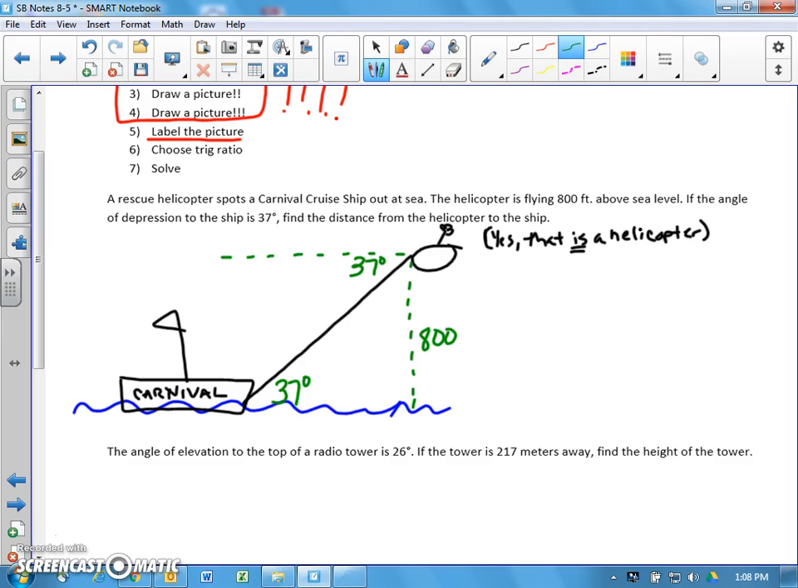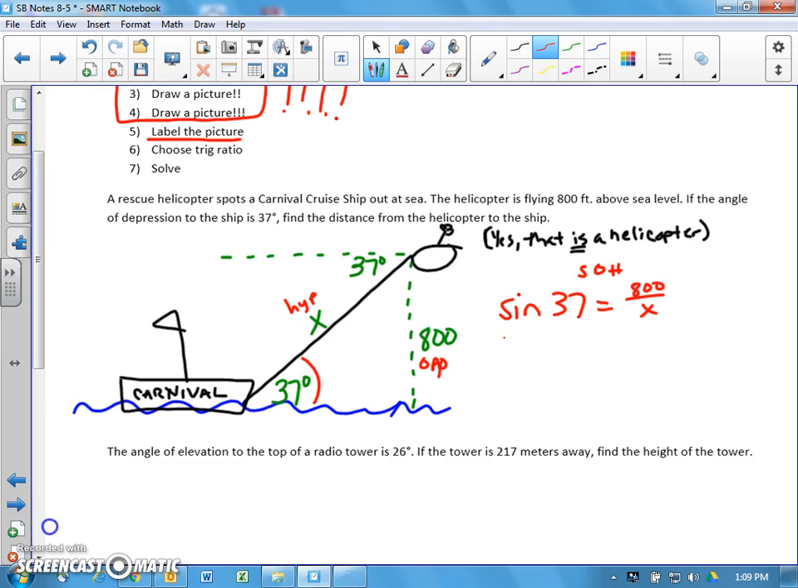Remember that distance is always the shortest as a straight line, so this is going to be what we're looking for. With this, here is my angle, making this my opposite side. This is my hypotenuse. O and H means I need sine. So we're going to set this up: sine of my angle. My angle is 37 degrees. Has to be opposite over hypotenuse, so it's going to be 800 over x.